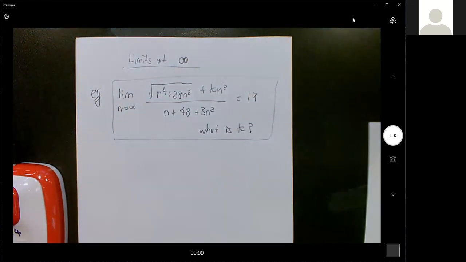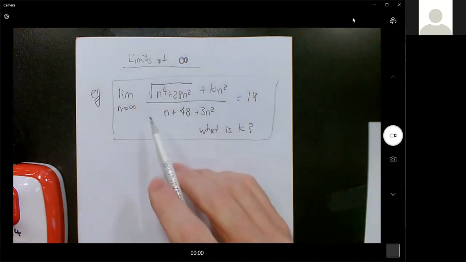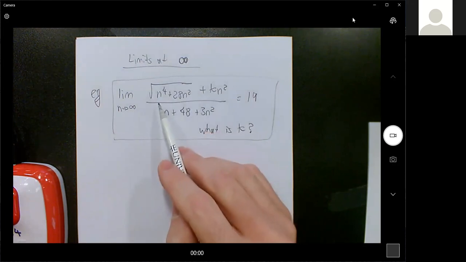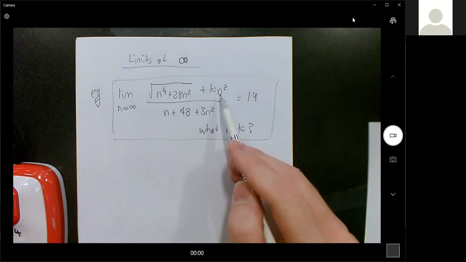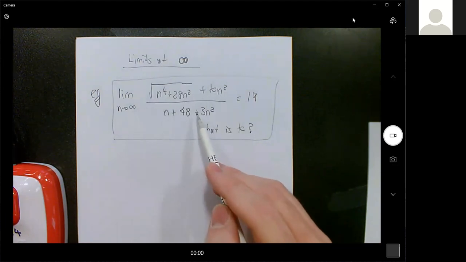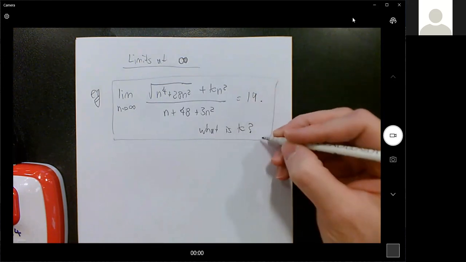All right, I'm going to read it out. The limit as n goes to infinity of a fraction which has on the top the square root of n to the power 4 plus 28n squared, all of that's under the square root, plus kn squared, all over n plus 48 plus 3n squared, is equal to 19. What is k?